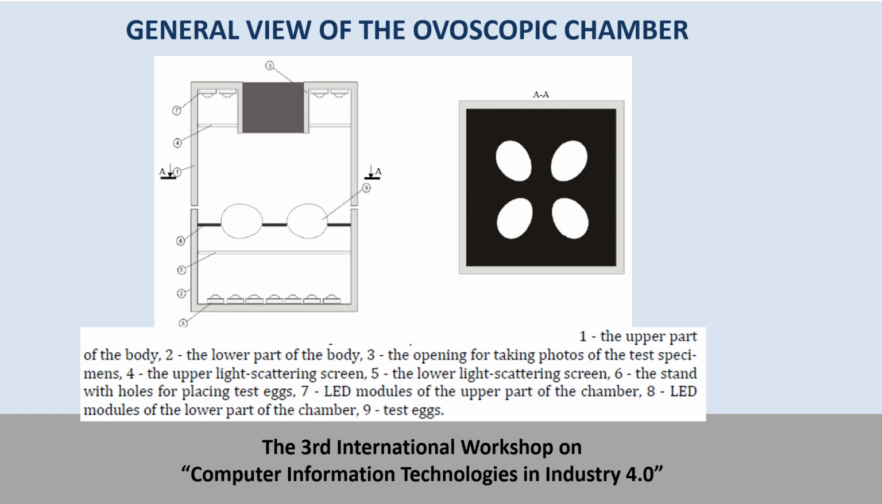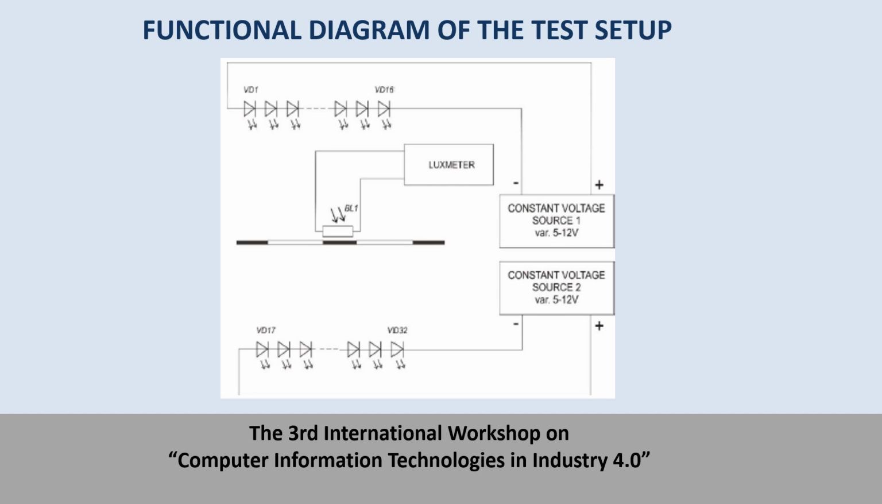The illumination flux emitted by LEDs located both on the upper and lower parts of the chamber can be adjusted by changing the voltage from two separate power sources. The output voltage can vary in the range of 5-12 volts, owing to which the surface illumination of the specimen studied in the chamber can also vary in the range of 100-600 lux. In the course of research, the following parameters were measured: constant voltage of the LEDs located on the upper and lower parts of the chamber, and illumination of the specimen surface.